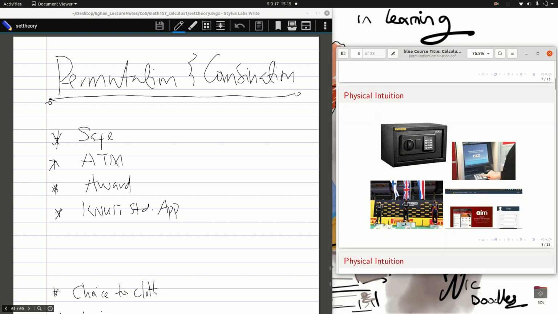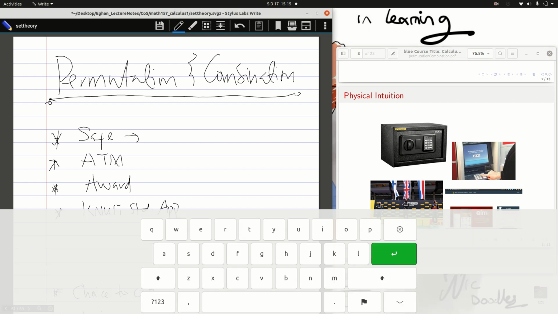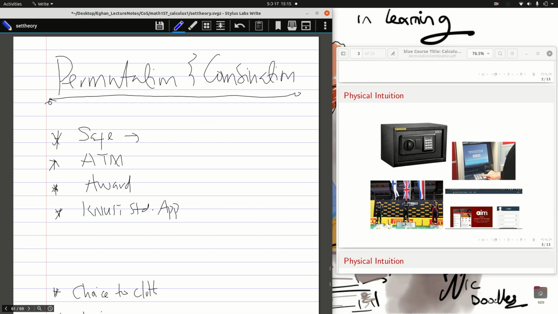I always want to have images in my slides, and it makes explaining concepts easier. So let's look at the images I have in slide 3. You can see a safe, ATM, award, and then an app. In the safe, what do I need? I need some code to unlock it. If I mess up the code, this safe will never open.